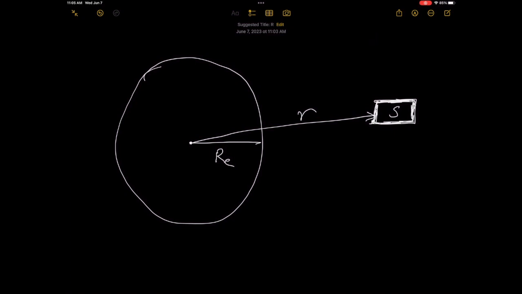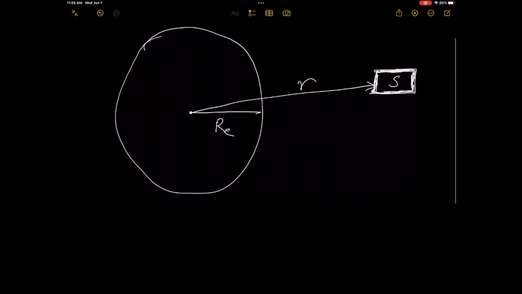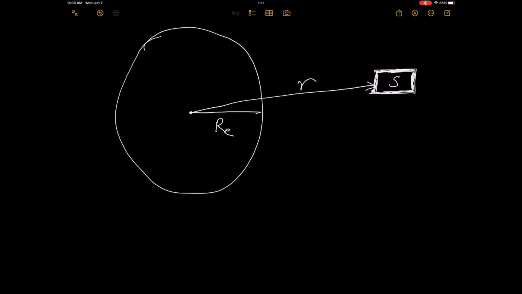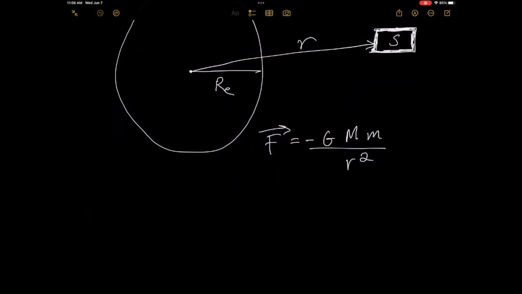So here we have the Earth and we have the satellite. And so the common gravitational equation for objects outside of the Earth's atmosphere is that the force between them is negative G times the first mass times the second mass over the radius squared. And so the force in this particular case would be negative G times the mass of the Earth times the mass of the satellite over r squared.